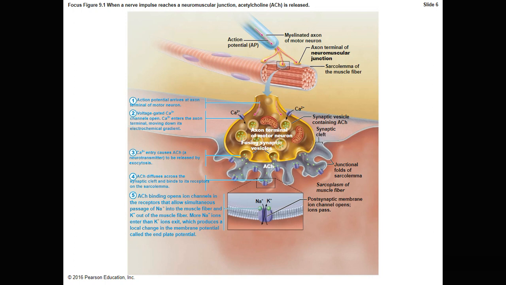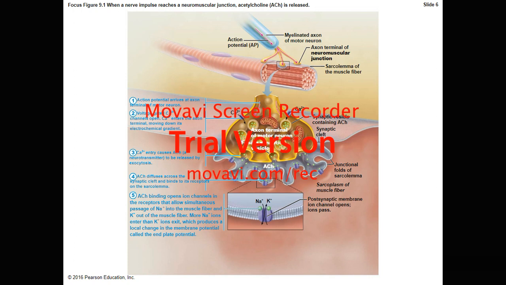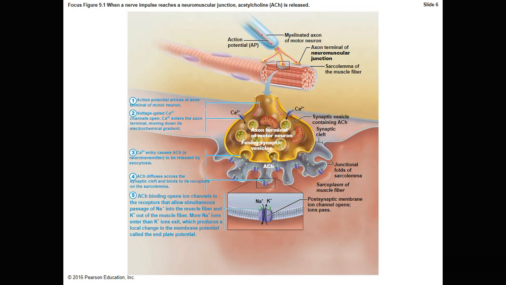Remember, particles always want to go from where they are highly concentrated to where they are lowly concentrated. So more sodium ions enter than potassium ions exit, which produces a local change in the membrane potential called the end plate potential.